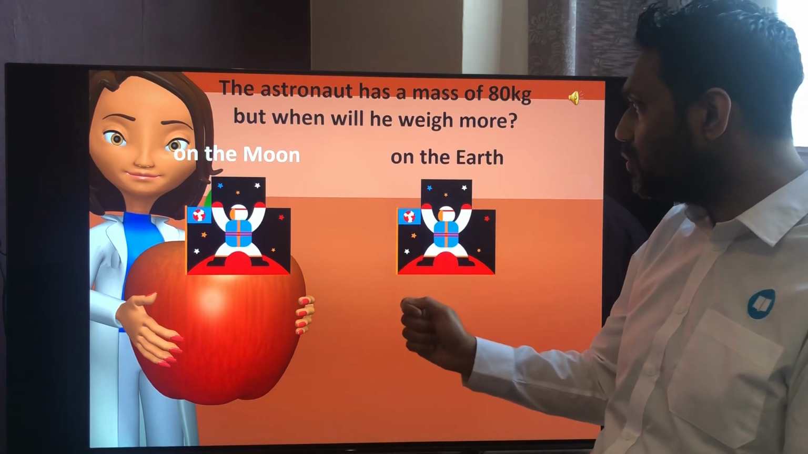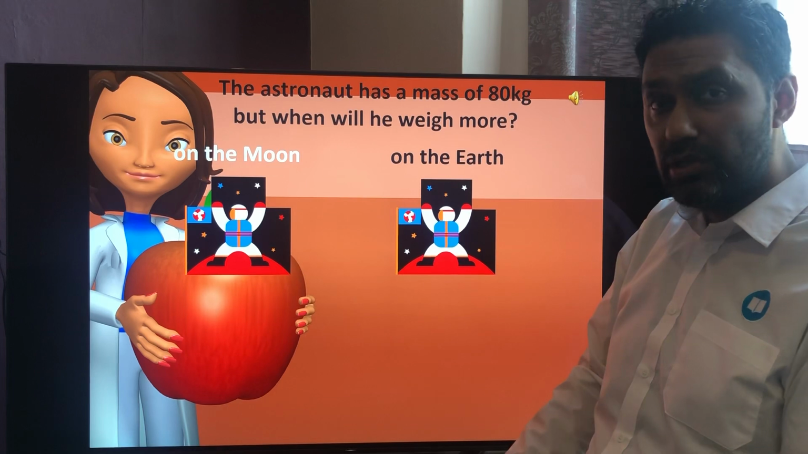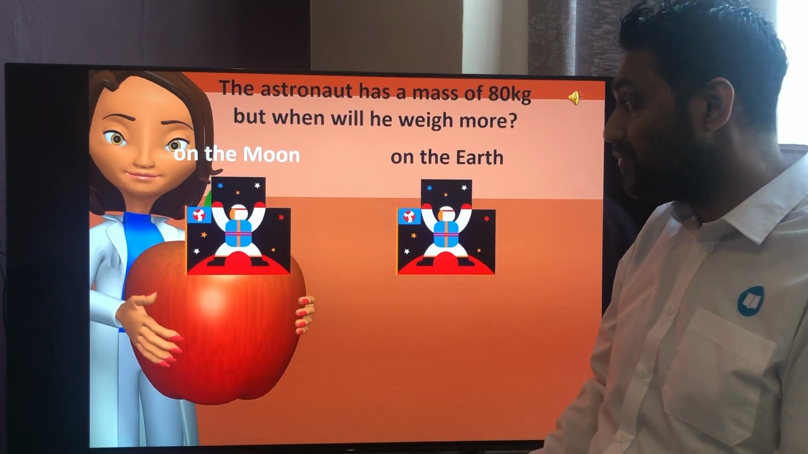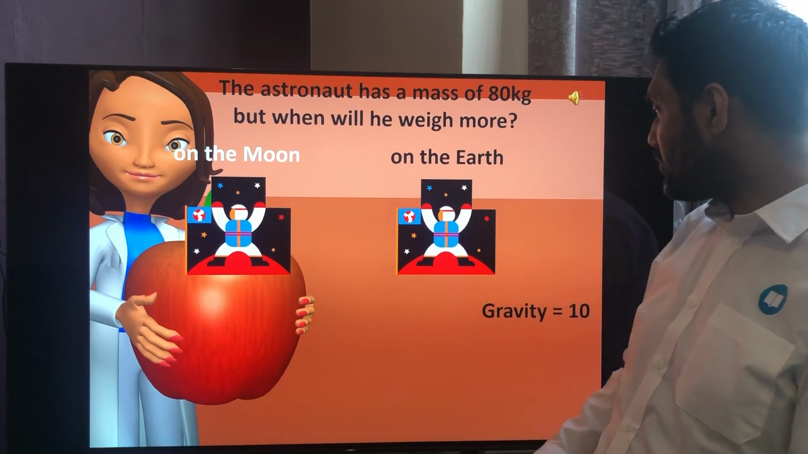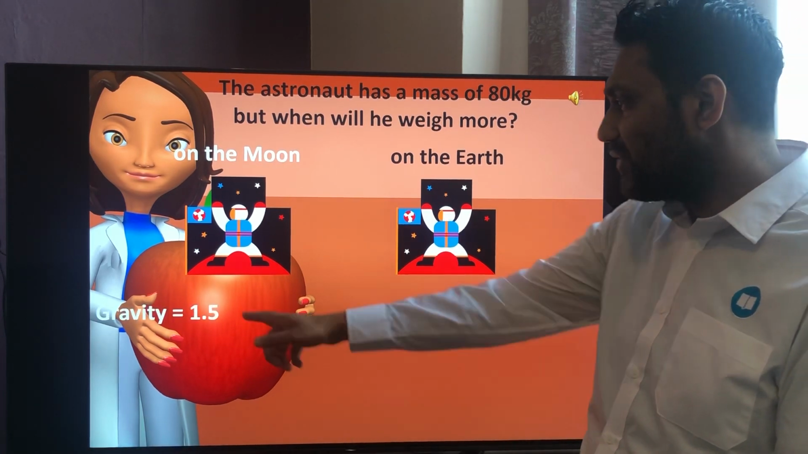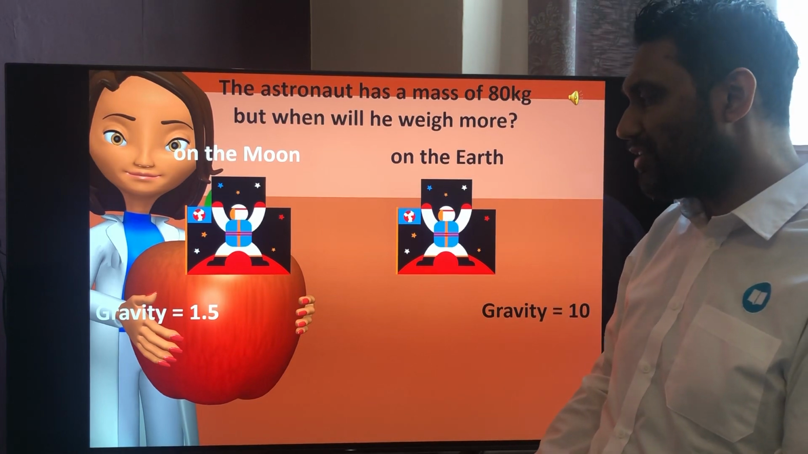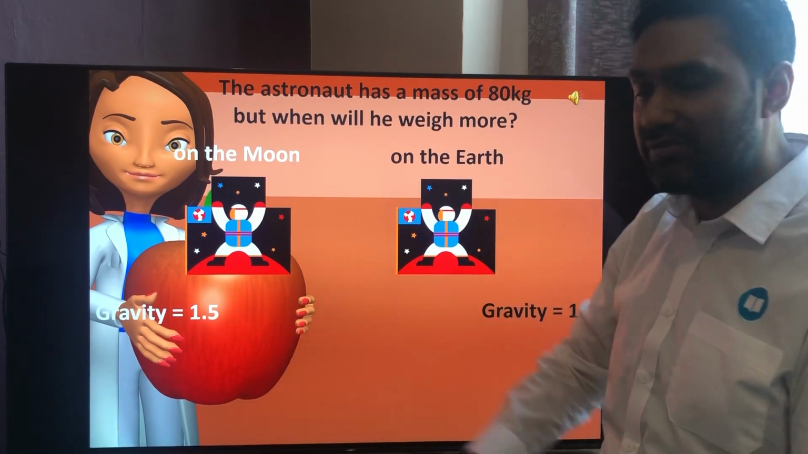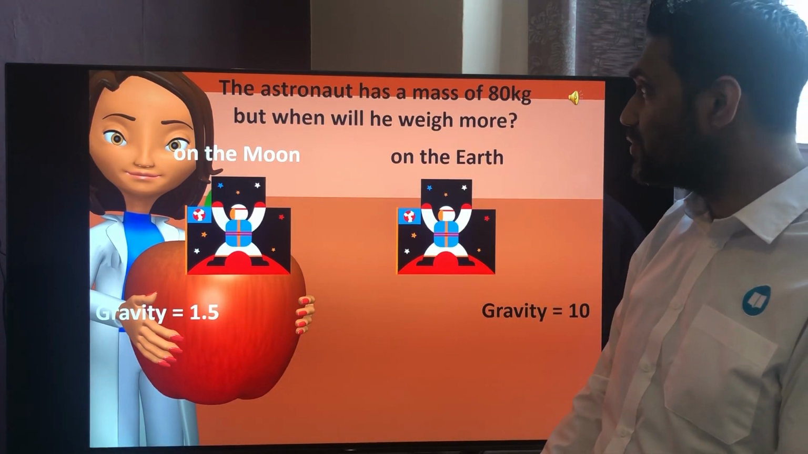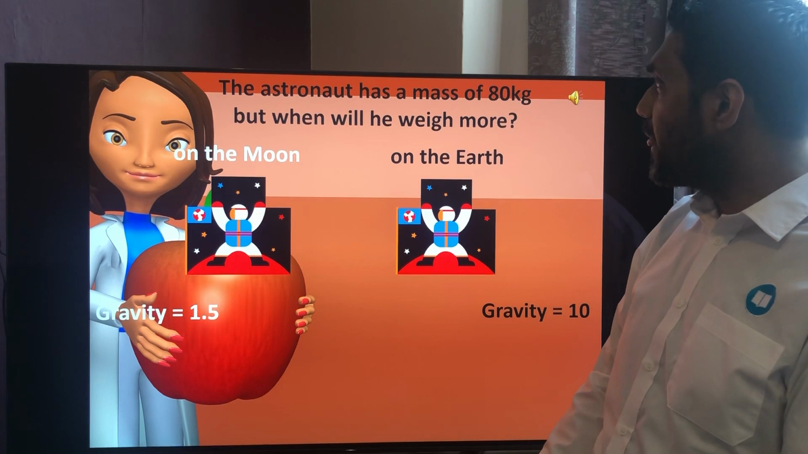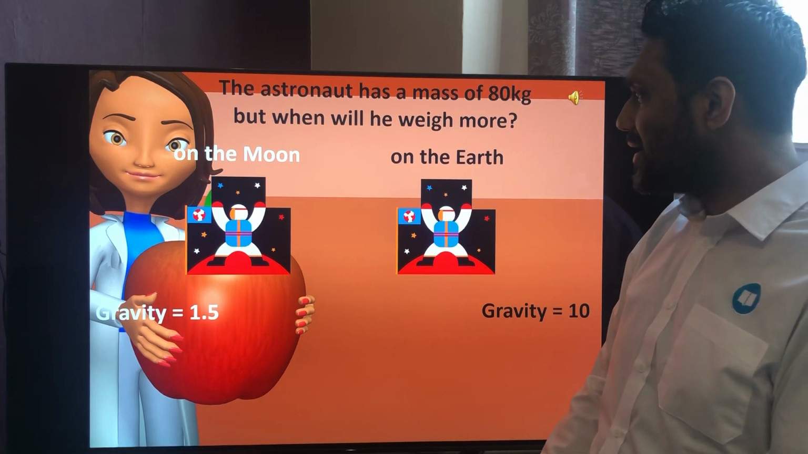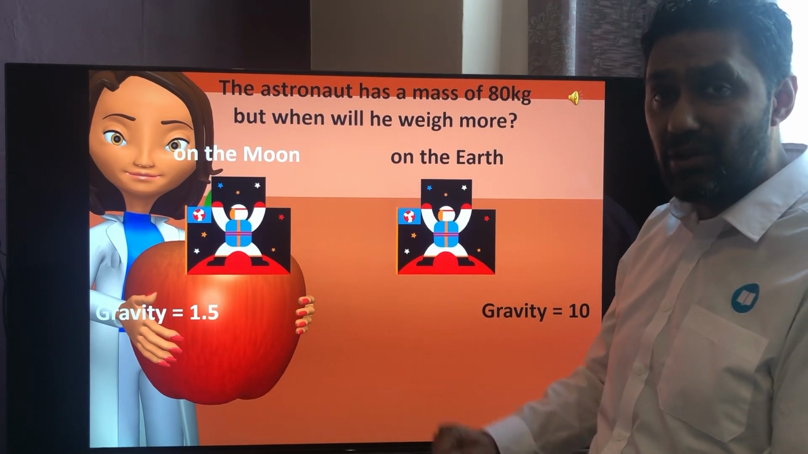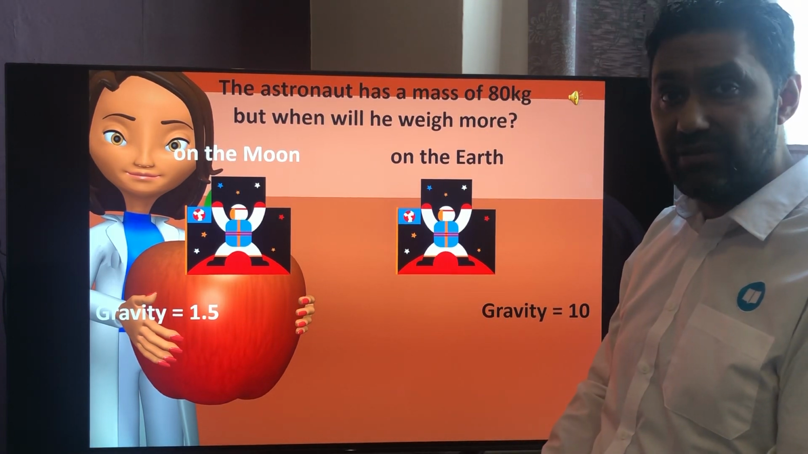Well, we need to know the gravitational field strength on the moon, and we'll need to know the gravitational field strength on the Earth to calculate his weight. So if we assume gravity on Earth is 10, and if we give you the gravity on the moon as 1.5 — realistically it's a little bit more than that, about 1.6 — but if we just use 1.5, which is a simpler number, where would he weigh more? So how would you calculate the weight of the man on the moon and on the Earth? If you pause the video, get your calculators out and have a go at those questions and see if you get those right.